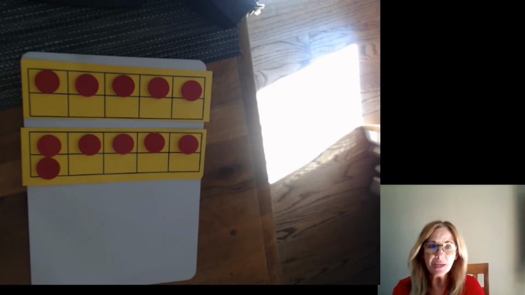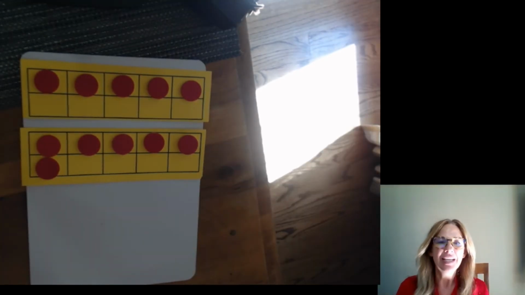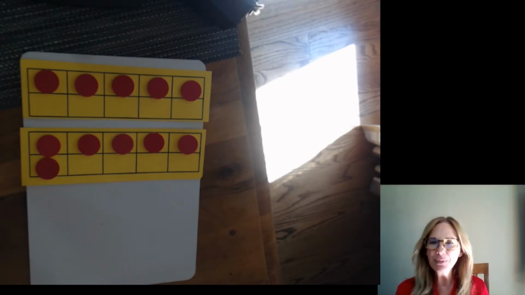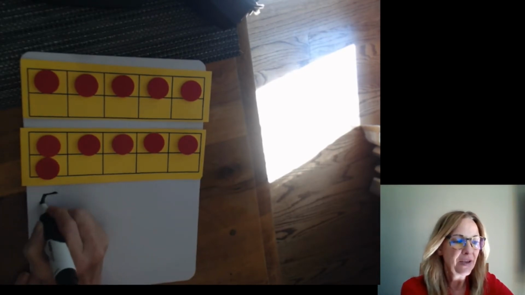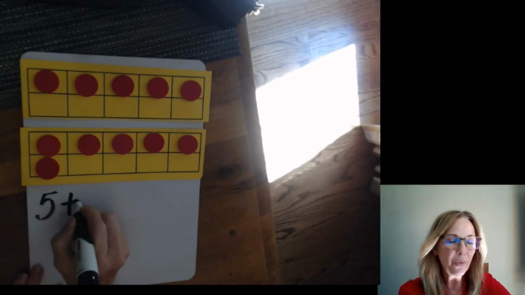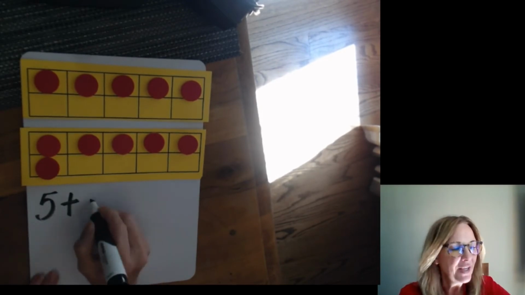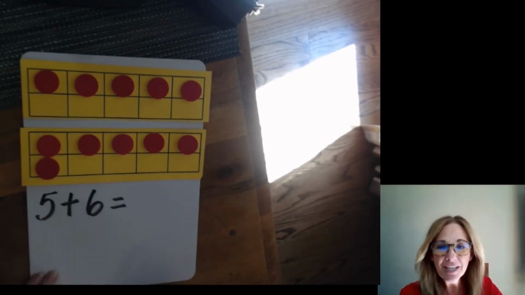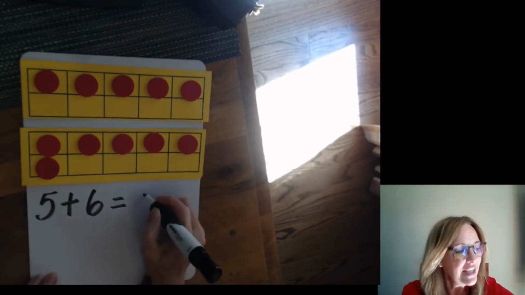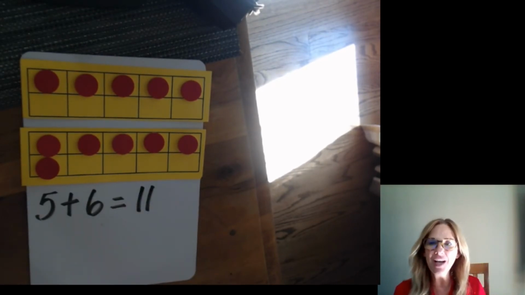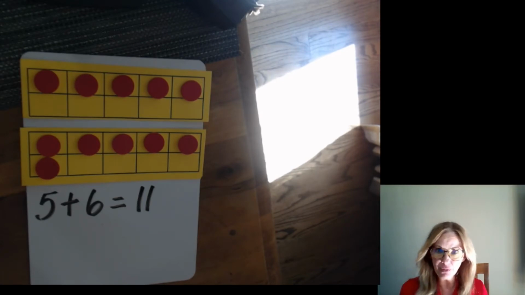Let's write a math expression. It's time to write a math expression to show our thinking. How many dots do we have on the top? 5. And how many dots do we have on the bottom? 6. And how many dots did we say we had in all? Yes, we have 11 dots in all. But someone mentioned that they have another way of doing this.